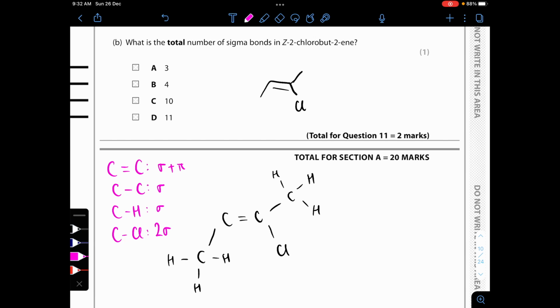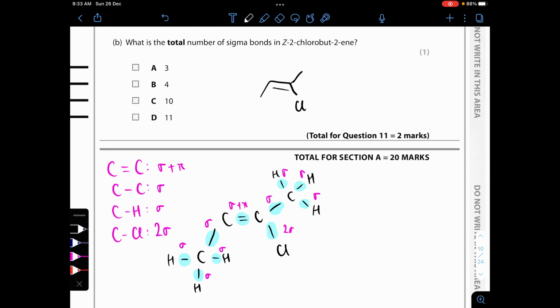So having said that, now we can just highlight what we want to know. So this is a CH bond, CH, that's 1, 2, 3. This is another bond. So we're just highlighting the bonds, and then you can name them. CH we have said is sigma. So sigma bond here, sigma bond here. Carbon to carbon is also sigma. Carbon double bond to another carbon is sigma plus pi. Carbon to Cl is 2 sigma. Carbon to carbon sigma. Carbon to hydrogen sigma. Carbon to hydrogen sigma. Carbon to hydrogen sigma.